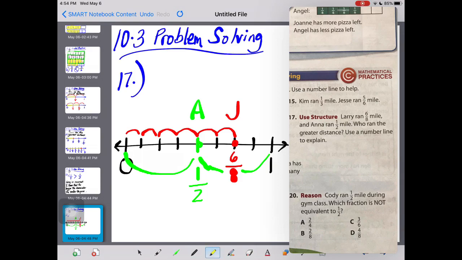So just by showing this on the number line, it looks like we've got a winner here. Larry ran the greater distance. Now let's move on to 18.